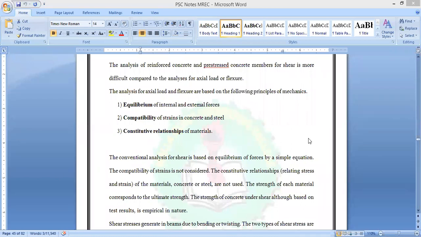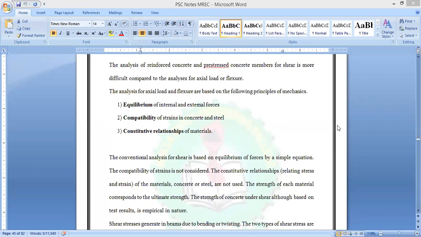Here, the compatibility of strains is not going to be considered. Why? Because here there is no point of strain. Why? Because there are no direct stresses. There is no point of strains to be considered. By that, the compatibility of strains, we are considering it as 0.